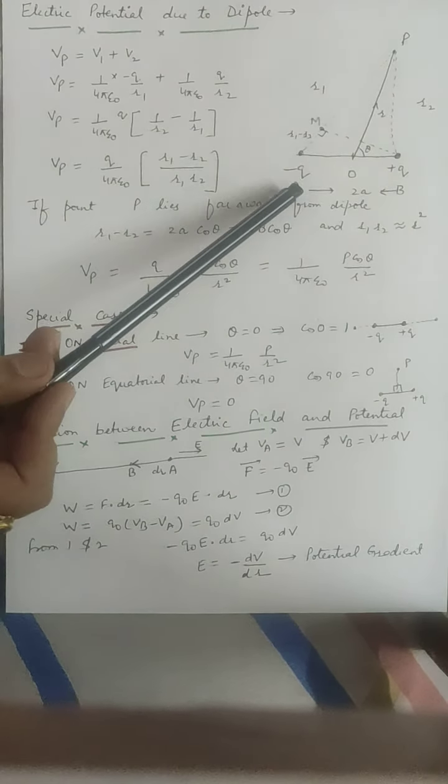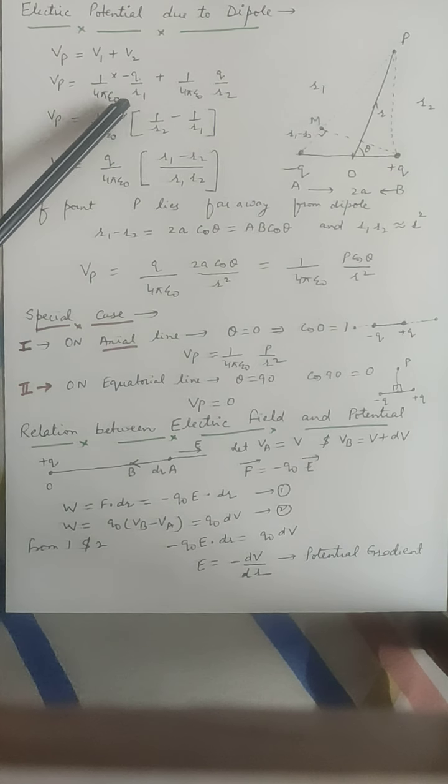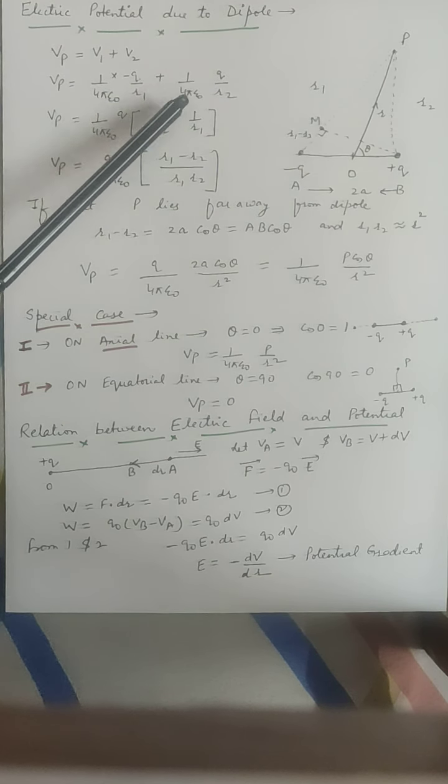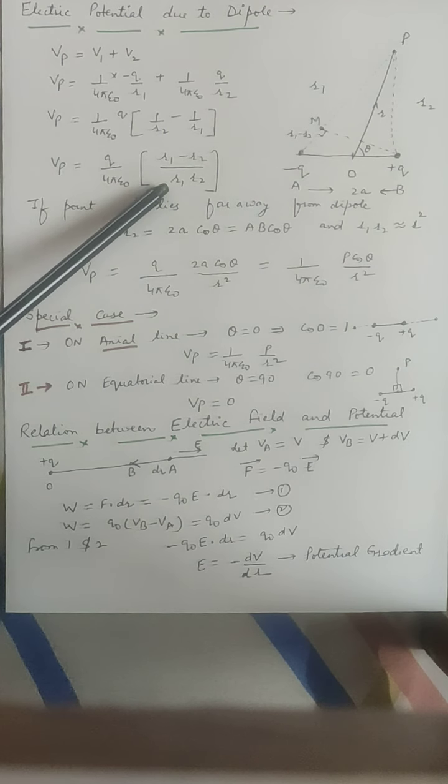plus V2. Now using the formula, V1 becomes 1 upon 4 pi epsilon naught, minus Q upon r1. Please see that this is very important: the minus charge is considered. Why? Because it is a scalar. Plus 1 upon 4 pi epsilon naught, Q upon r2. Here it is a positive charge. We take 1 upon 4 pi epsilon naught Q common. So I am left with 1 upon r2 minus 1 upon r1. Solving this, it becomes Q upon 4 pi epsilon naught, (r1 minus r2) upon r1 r2.